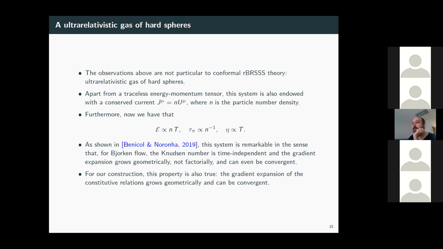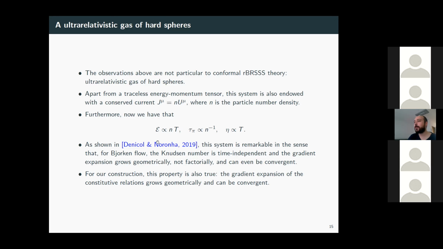The model they considered is still a BRS3 theory, but apart from having a traceless energy momentum tensor, it also features a conserved current, which takes this form, in which n is the particle density. And the dependence of the temperature, the energy density and the transport coefficients on the hydrodynamic fields is different. The energy is proportional to the particle density times the temperature. This is how you define the temperature. The relaxation time is inversely proportional to the particle density, and the shear viscosity is proportional to the temperature.